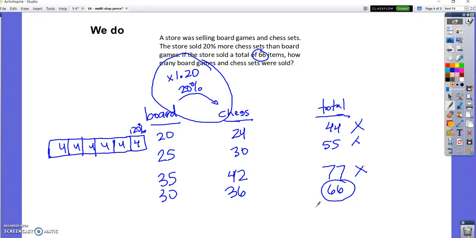So hopefully that's a strategy that you like as well, a fourth reasonable strategy for you, so that you have all those tools in your toolkit when you see a complicated multi-step percent problem. If you need to go back and see either example again, please do. Otherwise, see you tomorrow.